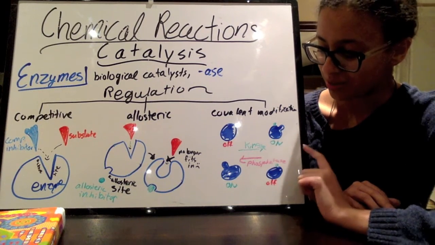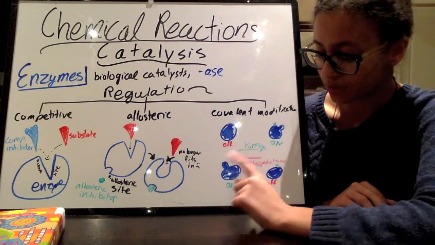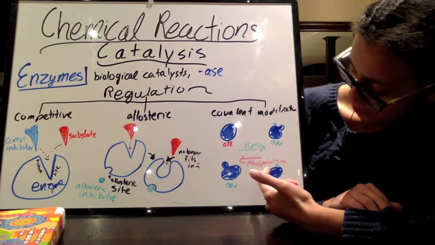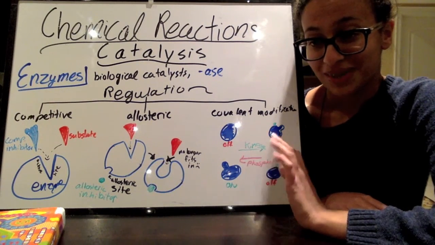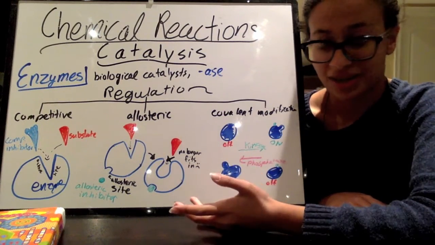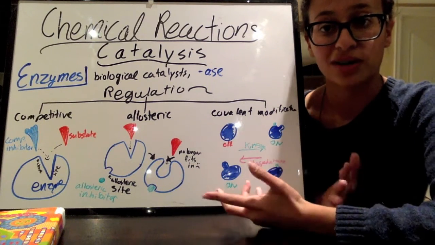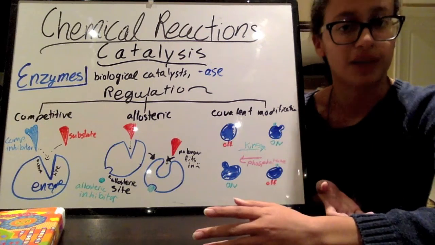And then doing the opposite, if it was on with the phosphate and you want to turn it off, you would take off that phosphate, and what takes off the phosphate is this thing called phosphatase. Now removing a phosphate doesn't always turn it off. It depends on the enzyme again, so removing a phosphate could actually turn an enzyme on. It depends on the enzyme and what it's interacting with in that particular reaction.